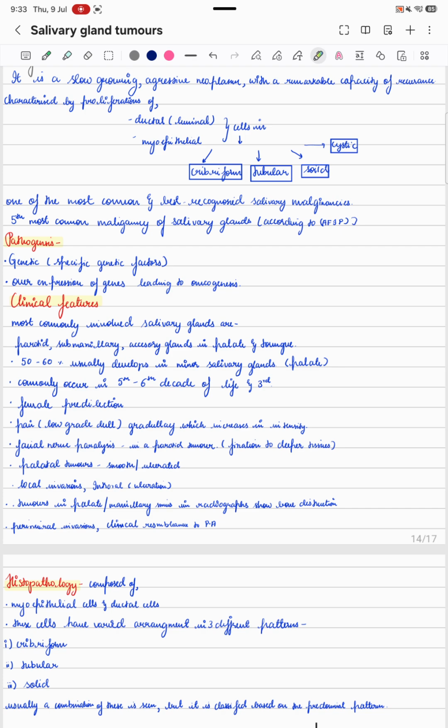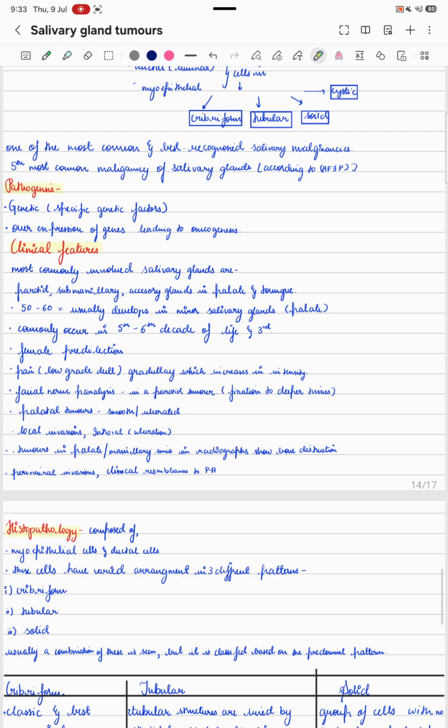Right now, in the tongue also it could occur. It is commonly seen in the fifth to sixth decade of life, that is 50 to 60 years of life, not the third decade. Then it is female predilected.